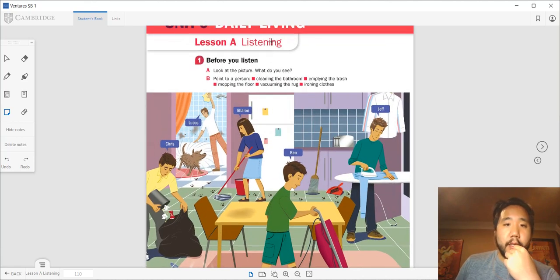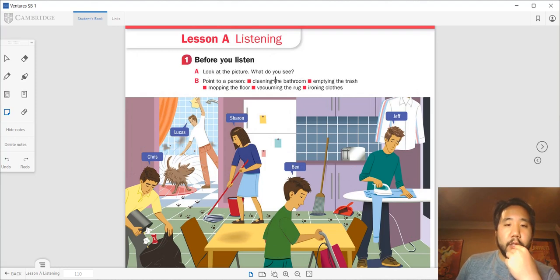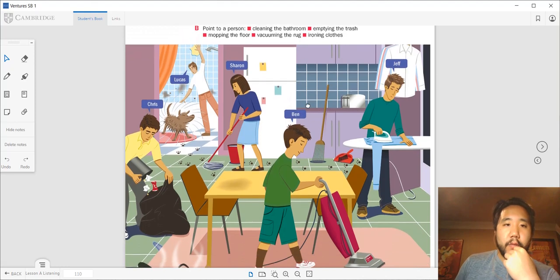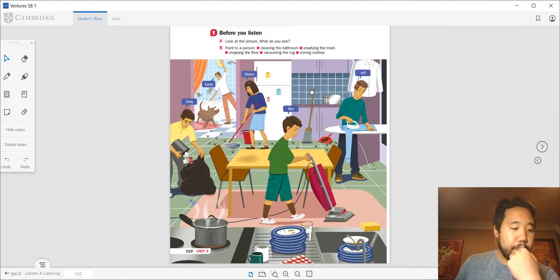So now let's look at it. Lesson A, listening. Before you listen, A, look at the picture. What do you see? Okay, so let's go over what we see. We have Lucas, Chris, Sharon, Ben, and Jeff. So where are the people right now? Based on the picture, we can see that they're in a house. And we see a kitchen, right? And a bathroom. We can assume that because they have a pot cooking right now, and then they have dirty dishes and a refrigerator. So we can assume that this is the kitchen in the house. And then the bathroom here.